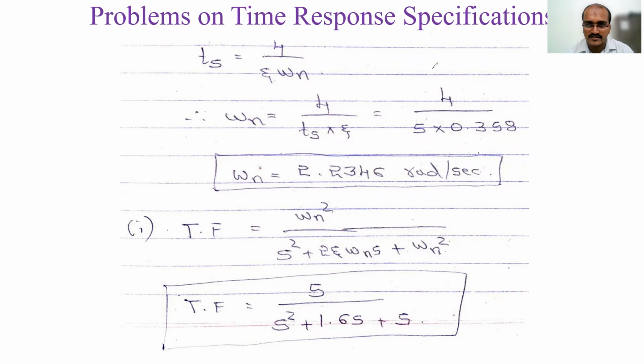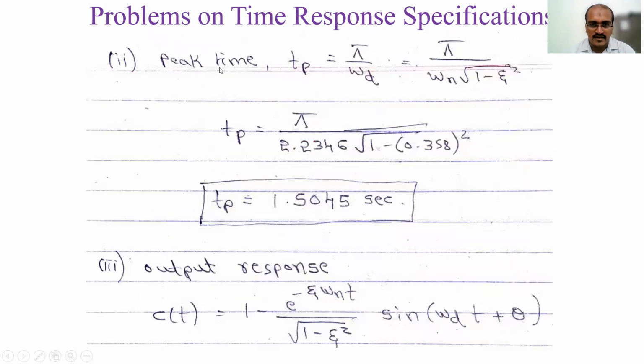Output response, right? C of t they have asked. Before that, peak time they have asked. Peak time TP is pi by omega d. So you just have to calculate omega d, which is omega n square root of 1 minus zeta square. This is the formula. You know the omega n value 2.2346 and zeta is 0.358. If you already know the zeta square value, you can substitute that directly, no issues. Anyhow you will get the same answer.